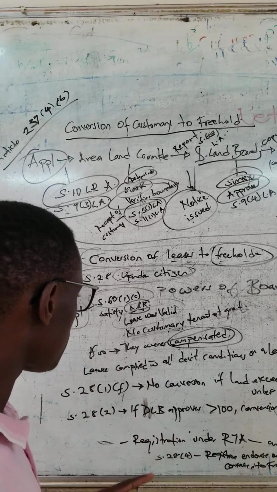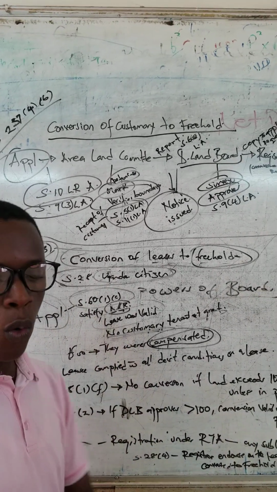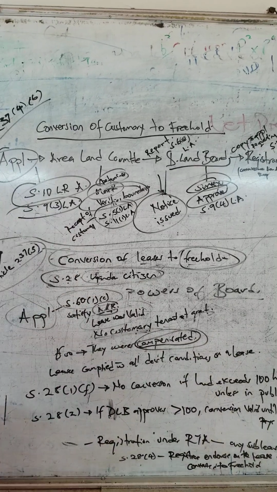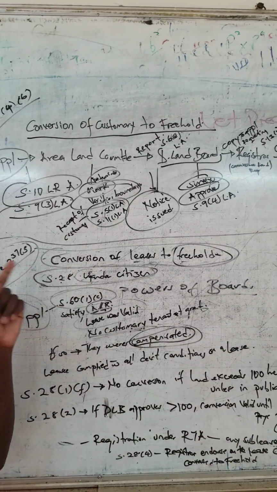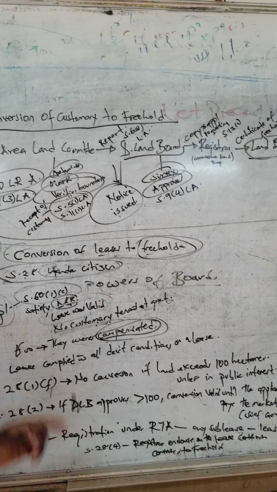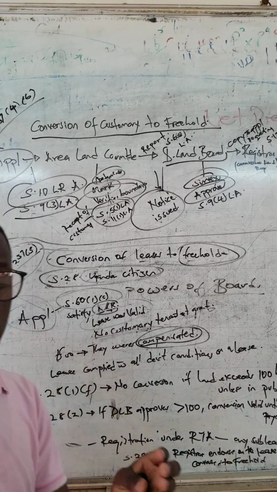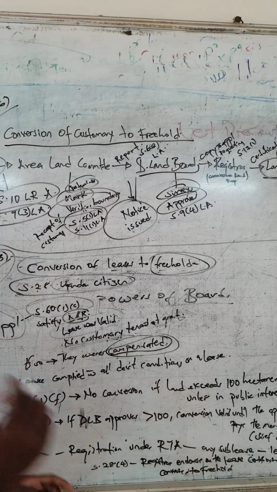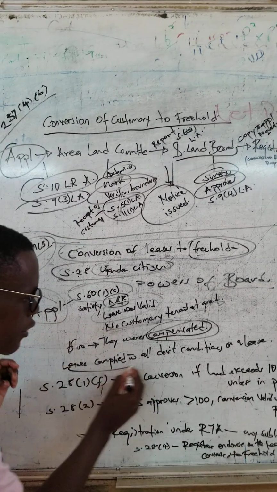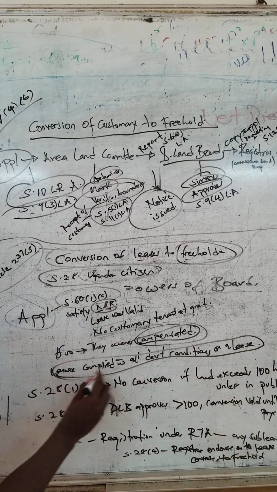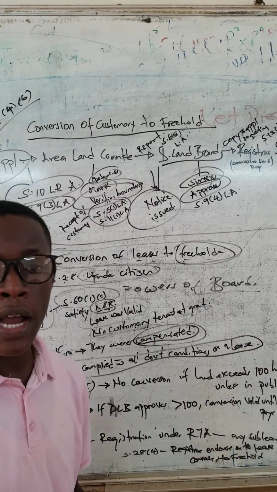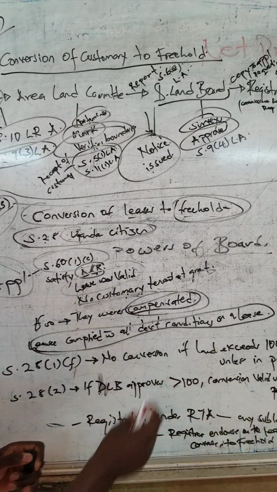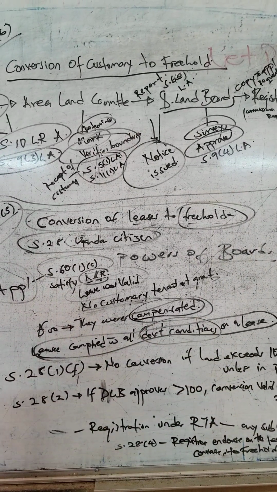And another thing you have to know is what the district land board must make sure of. The district land board must make sure that the lessee is the one who was occupying that land on the lease. It must make sure that the lessee complied with all the development conditions of the lease. Remember, in Uganda, a lease is given under conditions. The conditions must be developmental.